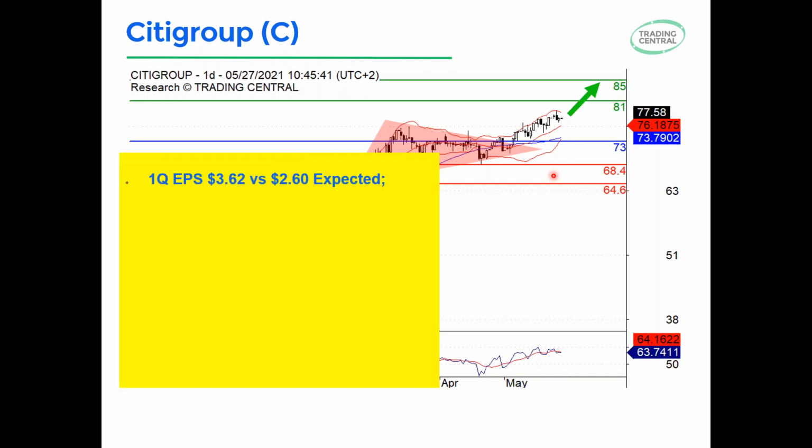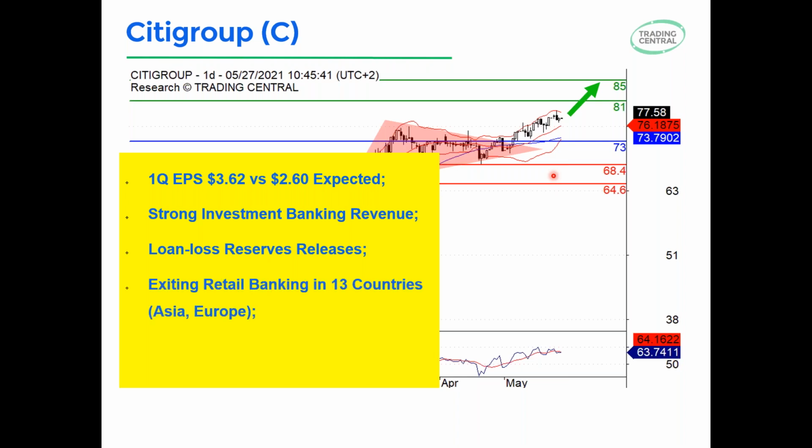And I can say for the latest corporate release of earnings, banks are doing very well. Strong investment banking revenue, and before, they made a lot of provisions for bad loans. Now they say it is not necessary, we can release the reserve, there's no need to keep such a large portion of capital for bad loans. It means the situation is getting better. At the same time, Citigroup also announced that it will exit retail banking in 13 countries, mostly in Asia and Europe. They will not operate a huge network of branches anymore. Good move.